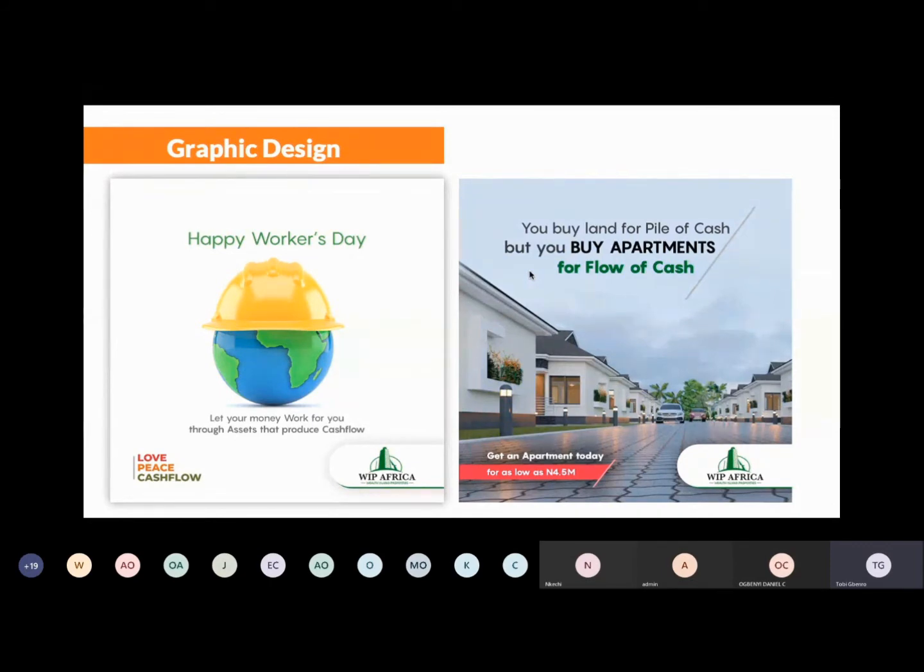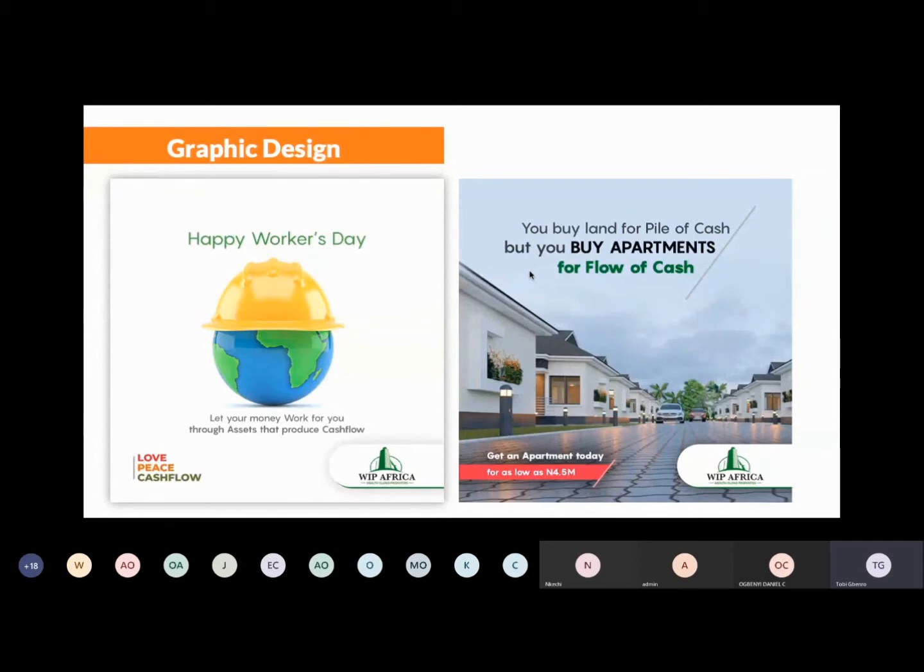You buy land for a pile of cash, meaning when you buy land, you get a pile of cash, yes. But if you buy an apartment, you get a flow of cash, meaning the cash is flowing. So it's not as if it's coming once, it is continuously flowing. That is the idea we are trying to sell to people. We are trying to sell the idea that you get an apartment from us so that you get a flow of cash, meaning once you buy the apartment, you can rent it out every year.